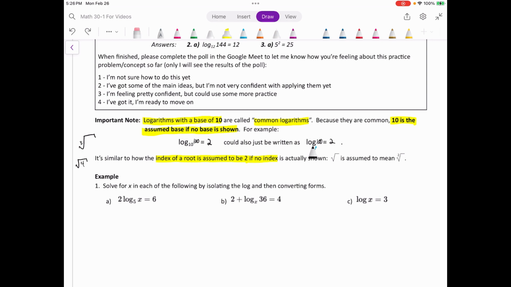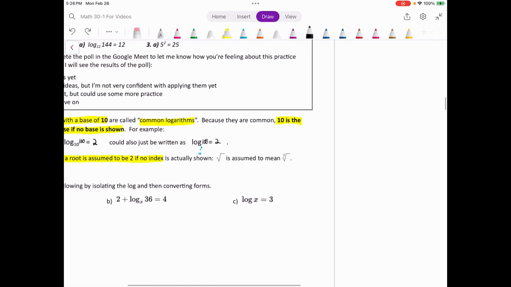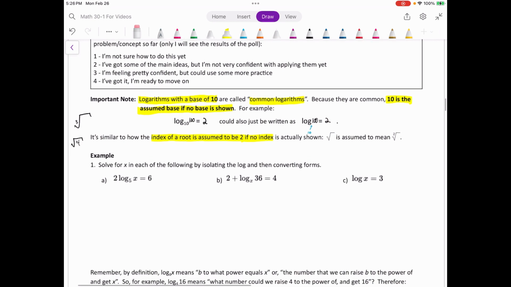So if you don't mean 10, you have to include it, right? If you want log base 3, for example, you need to make sure you put that 3. If you just leave it out, people are going to think you mean 10, right? If you want to take the cube root of 4, you can't say that because people are going to think you mean the square root of 4. You need to include the 3. Same idea here, except with logs and with base 10.